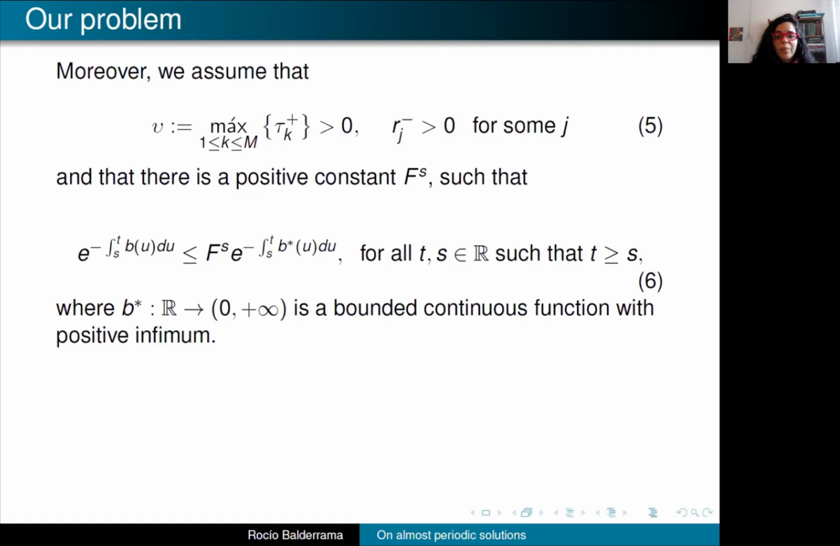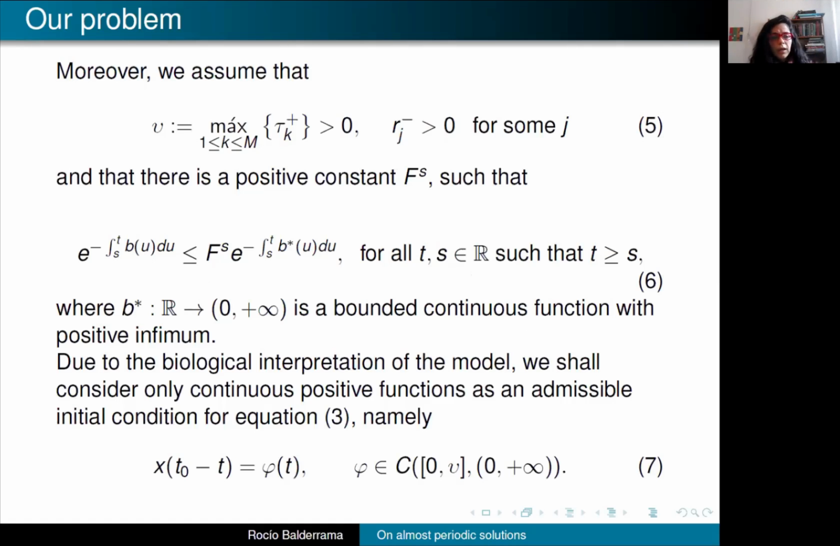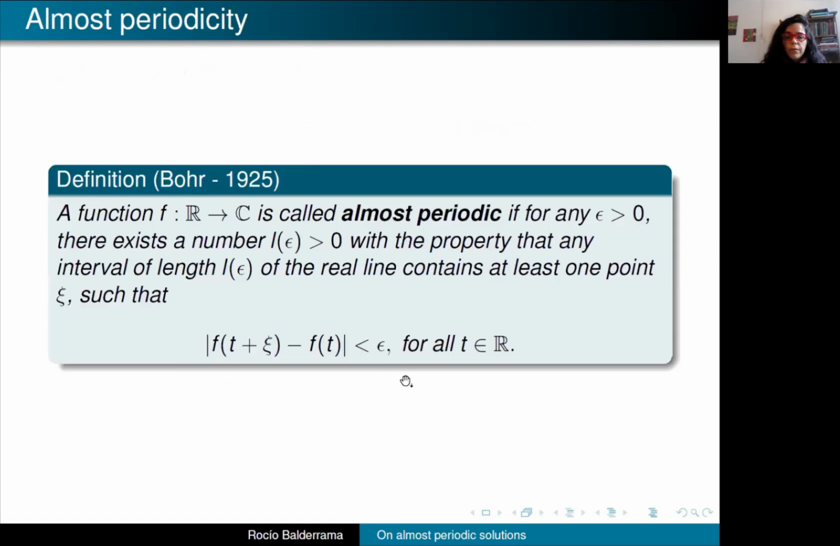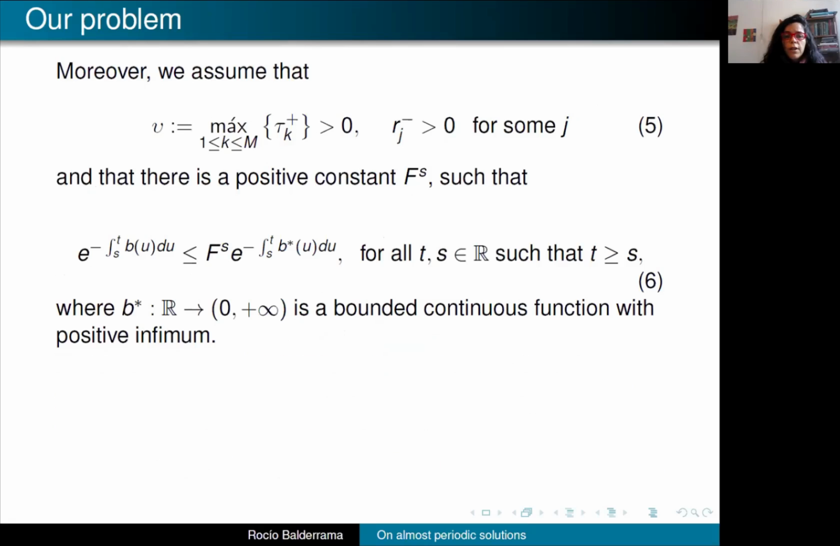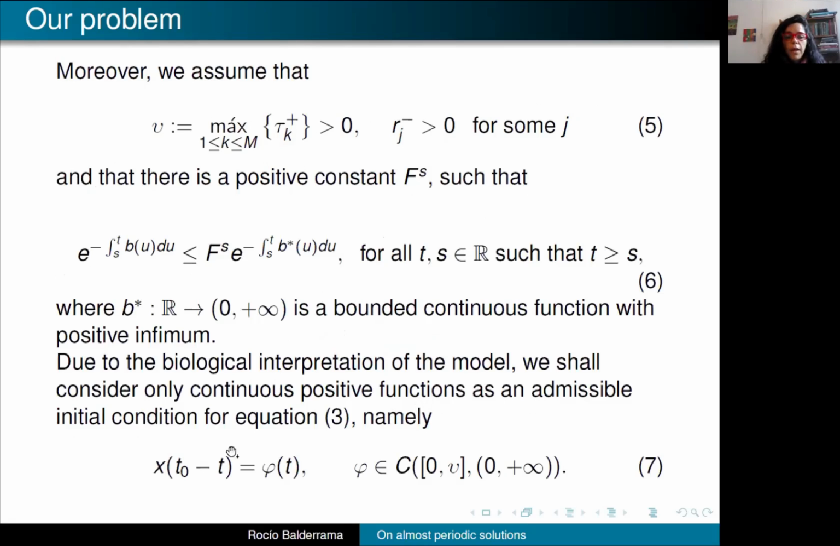oscillating function. So B star is a bounded continuous function with positive infimum, and due to the biological interpretation of our model, we consider this initial condition for the problem.